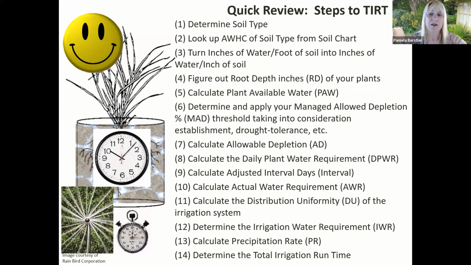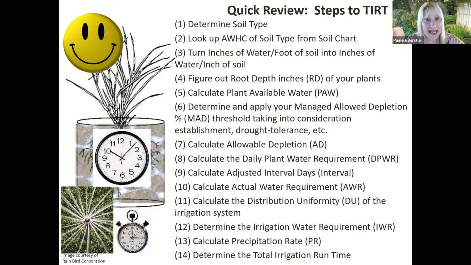Okay. Then we determine our managed allowed depletion. Are we going with the industry standard of 50%, or are we going to do something else? Let's say it's 50%. We apply the managed allowed depletion percentage to our plant available water, and we come up with the amount of water we're going to allow to deplete from the soil in inches. So this is our allowable depletion. That's how much we're going to allow to go away before we irrigate again.